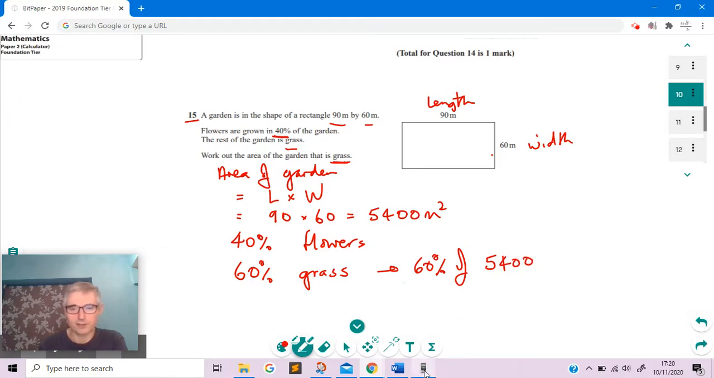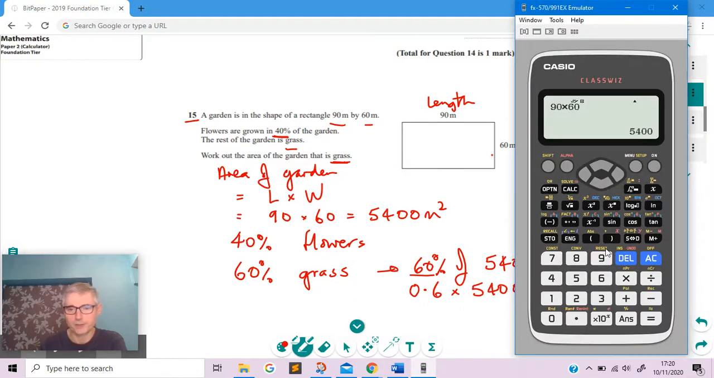To do that, the easiest way actually is to convert this percentage into a decimal first of all. I'm going to do that by moving the decimal point 2 places to the left, and I get 0.6. So I've converted this percentage into a decimal, and it's 0.6. And I just change that to a multiply, and that's 5,400.